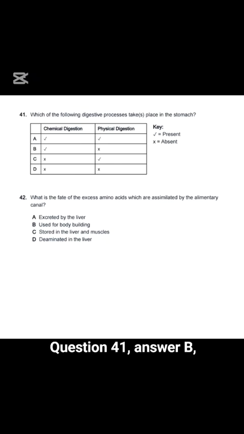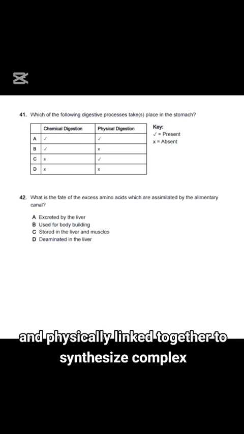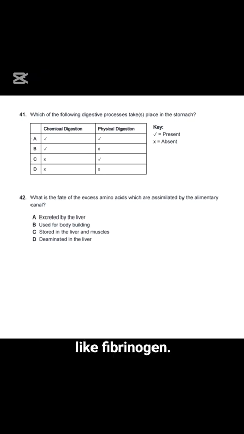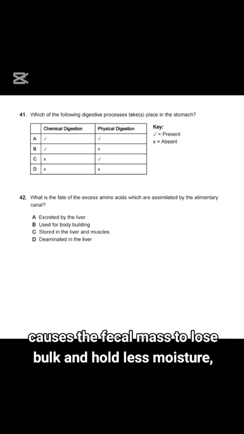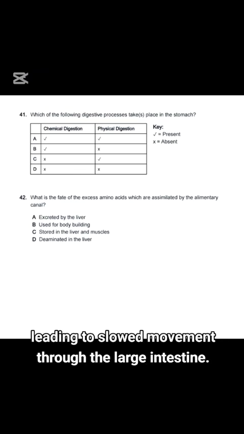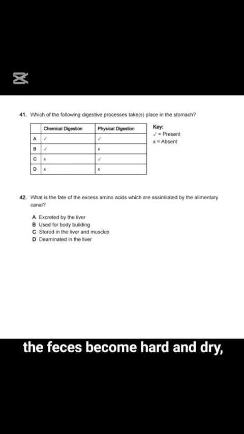Question 41. Answer: B. Assimilation. Explanation: when individual, absorbed amino acids are brought to the liver and physically linked together to synthesize complex, functional plasma proteins like fibrinogen. Question 42. Answer: B. Constipation. Explanation: a lack of dietary fiber or roughage causes the fecal mass to lose bulk and hold less moisture, leading to slowed movement through the large intestine. As too much water gets reabsorbed, the feces become hard and dry, resulting in constipation.